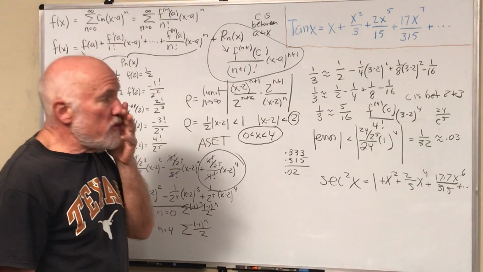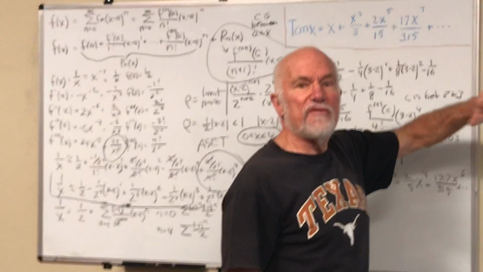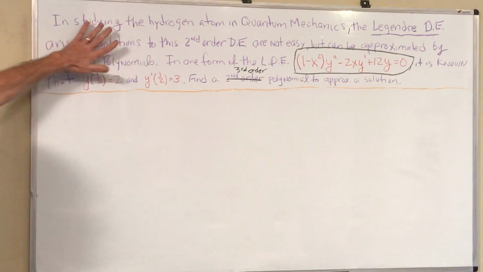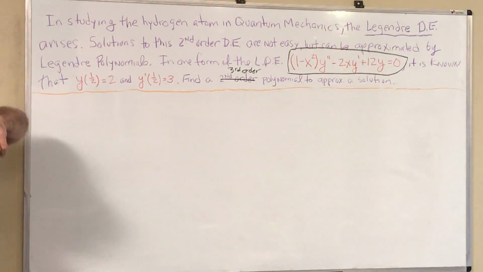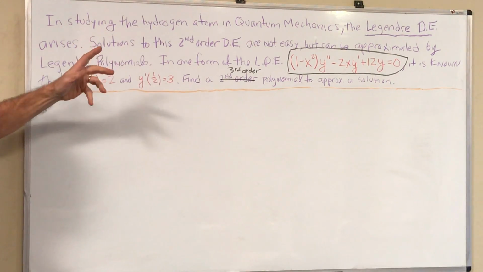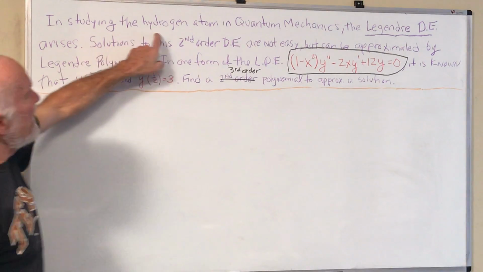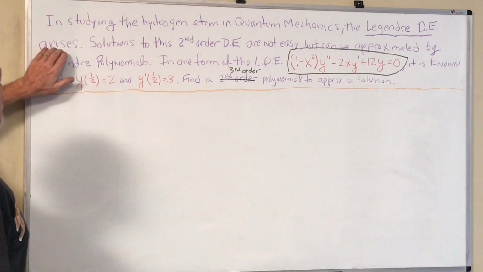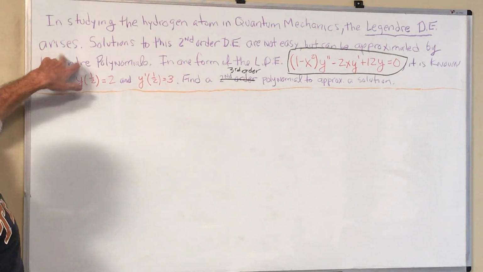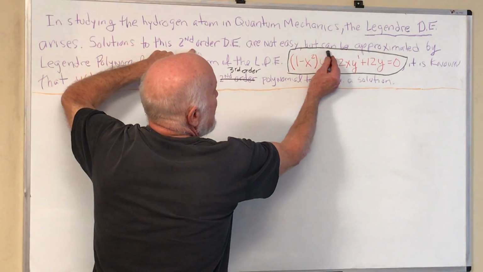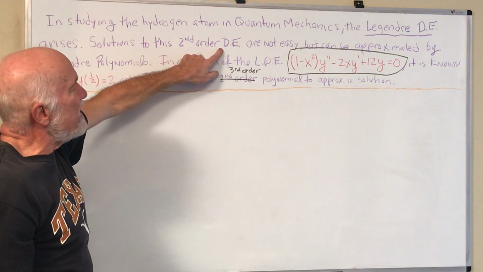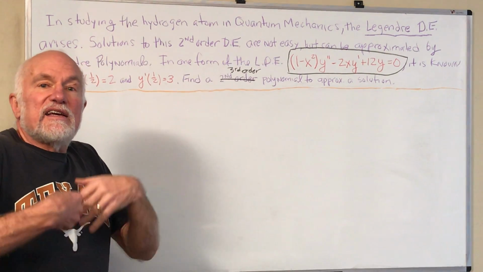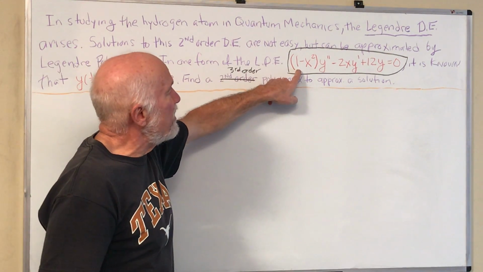So now what we're going to do is end this chapter with just a couple of examples. First of all, I picked an example more difficult than you're probably going to have to deal with, but this is if you were taking higher physics and studying quantum mechanics. In studying the hydrogen atom in quantum mechanics, the Legendre differential equation arises. And it's a second order differential equation, which means it's got a y double prime in it, and it's not easy to solve. Even if you took Calculus 4 in college, called differential equations, it's still a very difficult one to solve.